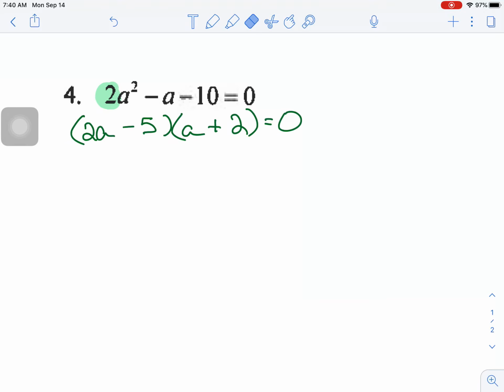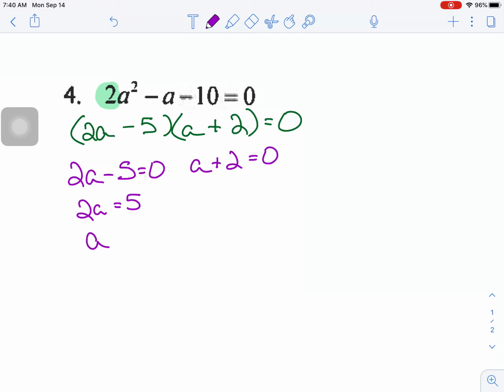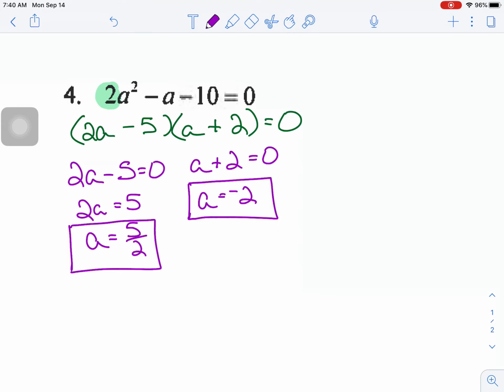The reason I do that check is because sometimes there are factors that look like they should work, but when you actually check them, they don't. So just be careful. And again, I make mistakes. It happens. So I want to check my work. Once I've got it in factored form and I've checked to make sure the factors are correct, I'm going to set each factor equal to 0, and solve the two little equations here. So 2a is equal to 5, which means a is equal to 5 over 2. We'll leave it as a fraction, please, and thank you. And then separately, we've got a is equal to negative 2. And there are my two answers for problem number 4.